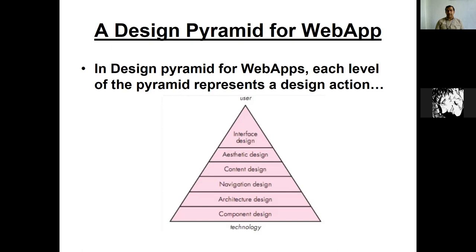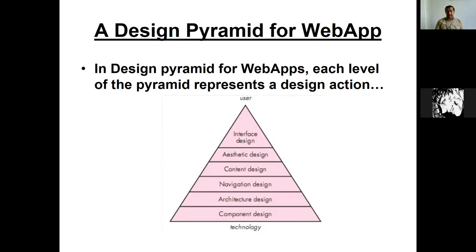We can start from the topmost, which is something like a physical layer where people immediately interact. So we have interface design, aesthetic design, content design, navigation design, architecture design, and component design. It ranges from the user level to the technology level. The inception point is always the technological implication. How does the technology get taken into the system? What sort of technology is imparted into the system as part of our design process?